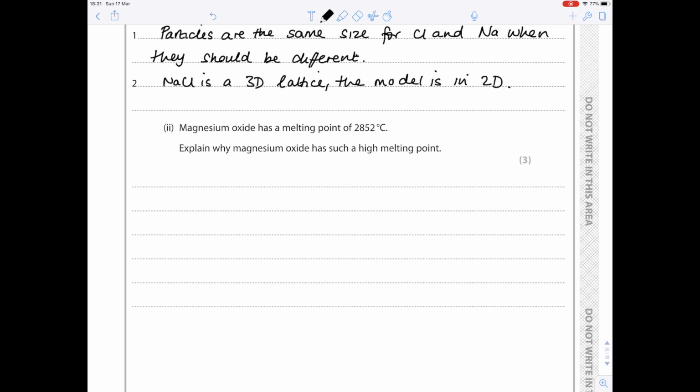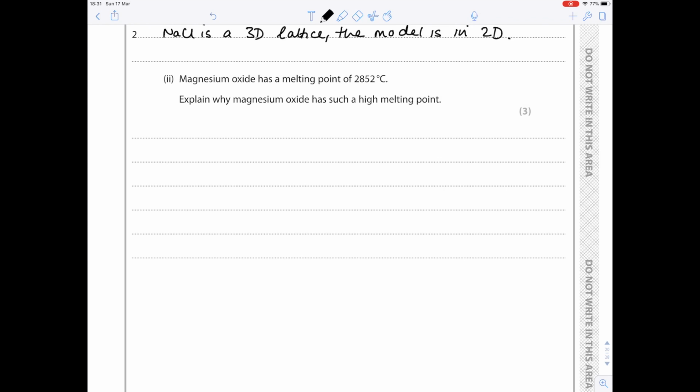Part 2. Magnesium oxide has a melting point of 2852 degrees Celsius. Explain why magnesium oxide has such a high melting point. This is where you have to learn all the answers as to why metals have high melting points, why giant ionic structures such as this one have high melting points, why simple covalent structures have low melting points, and finally why giant covalent structures have high melting points. You really must learn these answers off by heart, and I'm about to show you the perfect answer for giant ionic lattices. So let's start by writing MgO is a giant ionic lattice.